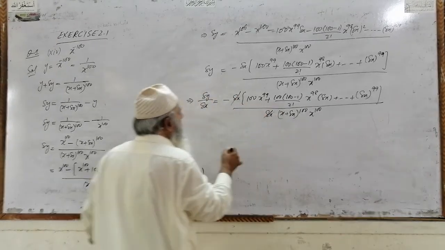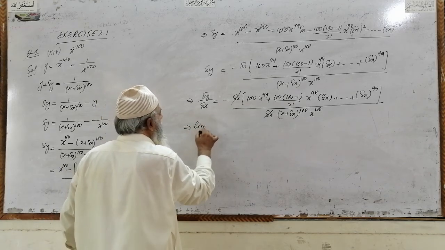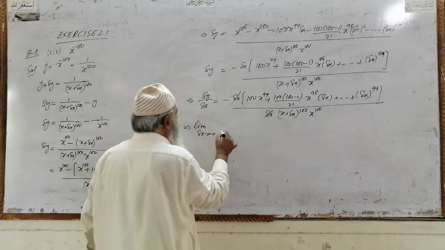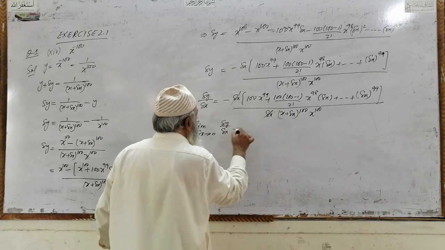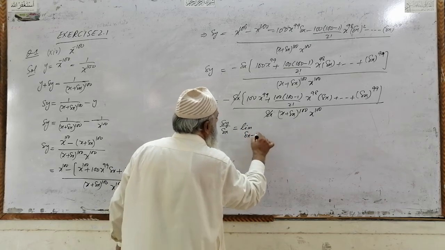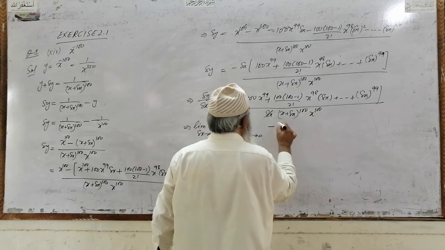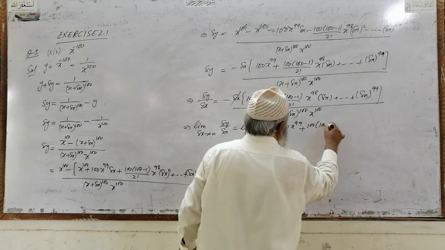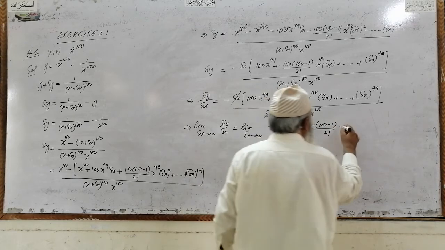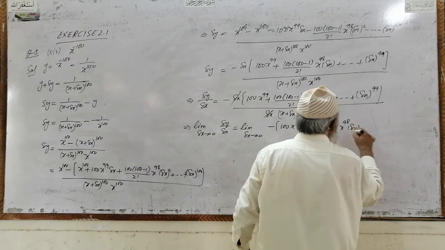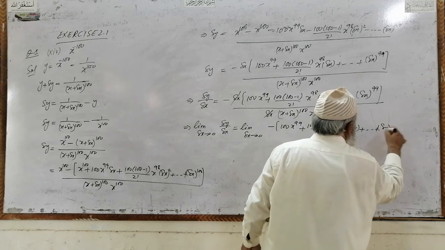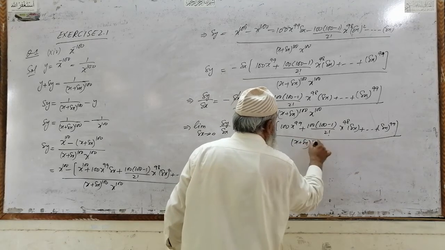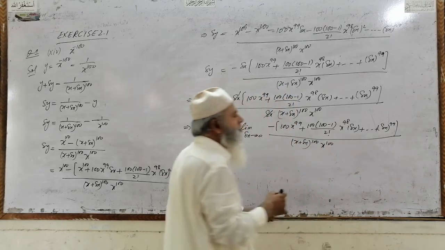Now this delta x will be cancelled out, and now we are in a position to take the limit delta x approaches 0 on both sides. Limit delta x approaches 0, delta y over delta x, limit delta x approaches 0. On the right hand side we have minus 100 x raised to power 99 plus 100 minus 1 over 2 factorial x raised to power 98 delta x, and so on up to delta x raised to power 99, divided by x plus delta x raised to power 100 into x raised to power 100.